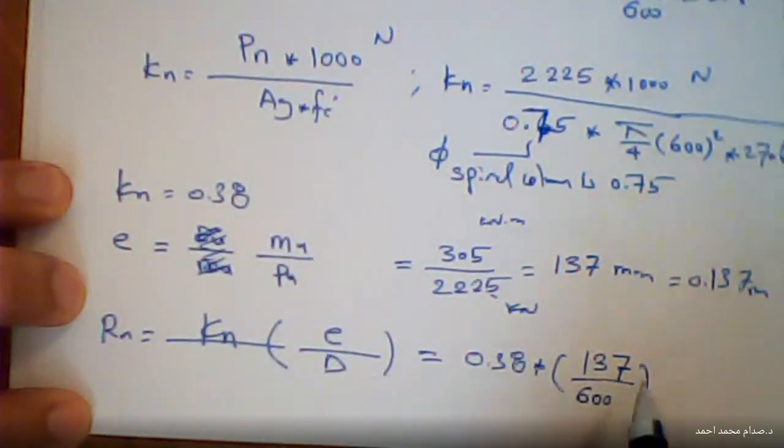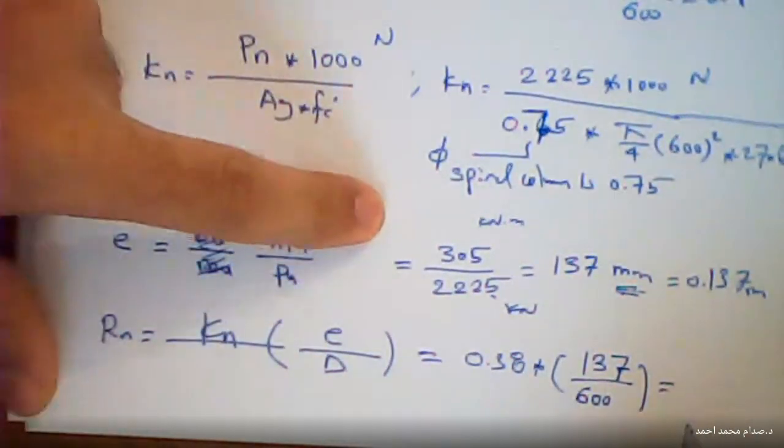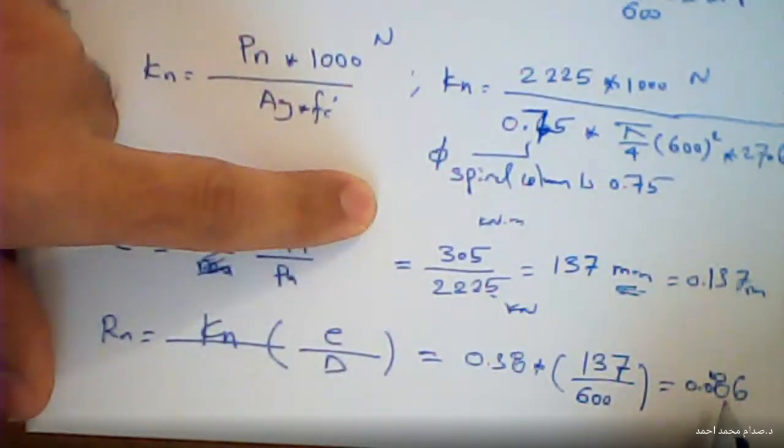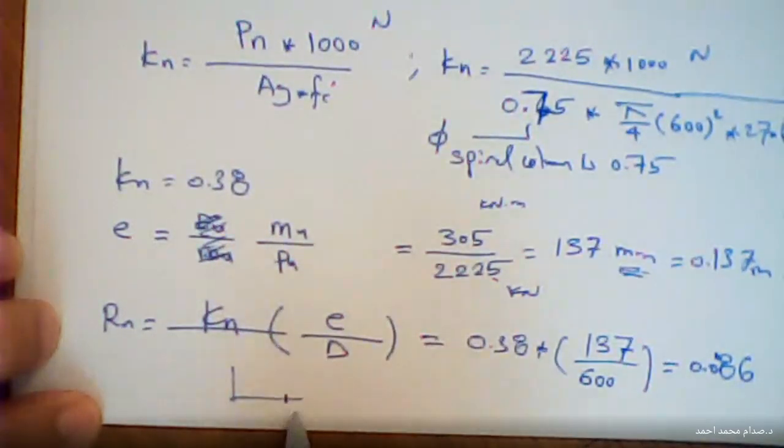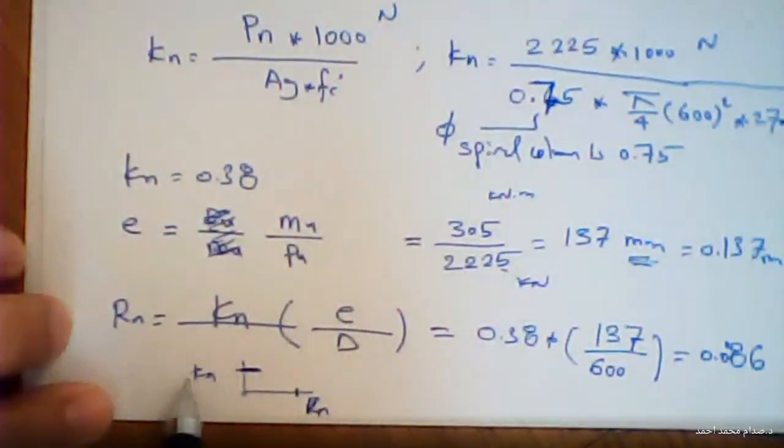0.086. You got the point of how we are doing this? For that reason, I put it in millimeter, so it will be easy to use again. How much does this come to? 0.086, right? Okay. So in this case, from the interaction diagram, the y-axis will be Kn and the x-axis will be Rn. Kn is 0.38, and the x-axis Rn will be 0.086. Okay?